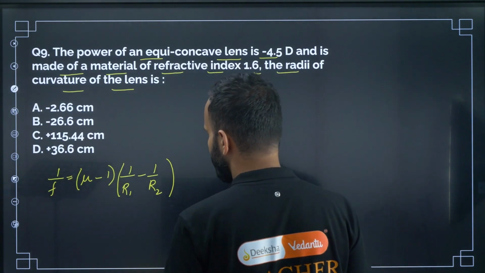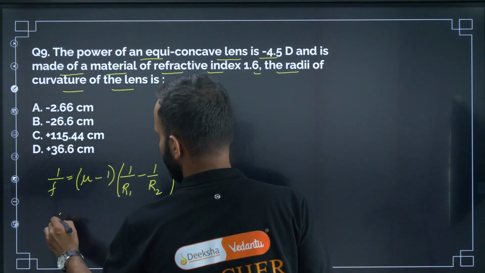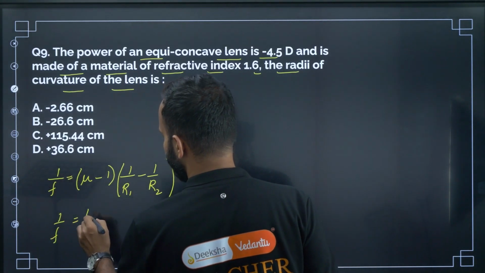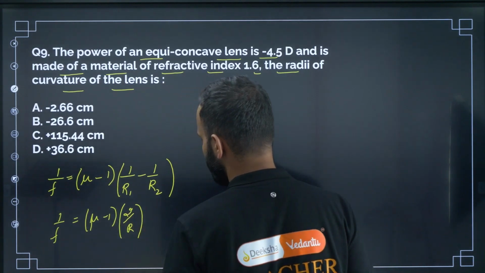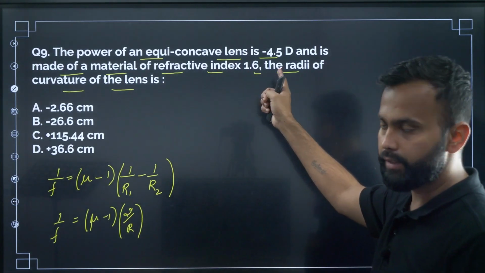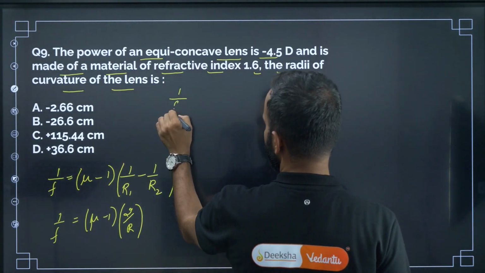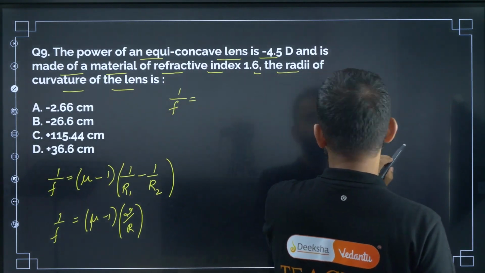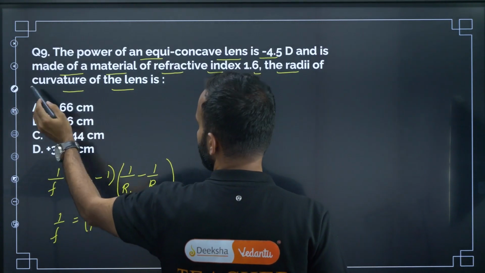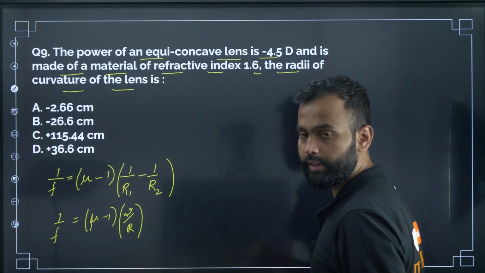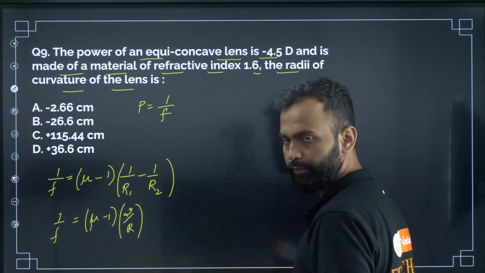Here r1 equal to r, r2 equal to minus r, right? So 1 divided by f is equal to mu minus 1 into 2 by r, since it's an equiconcave lens. So mu is 1.6, right? 1 by f is the power of the lens, right? Power is equal to 1 divided by f.